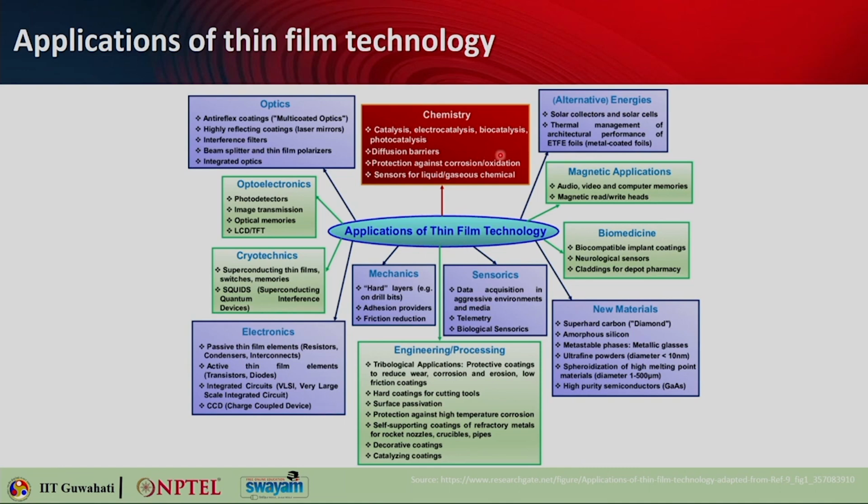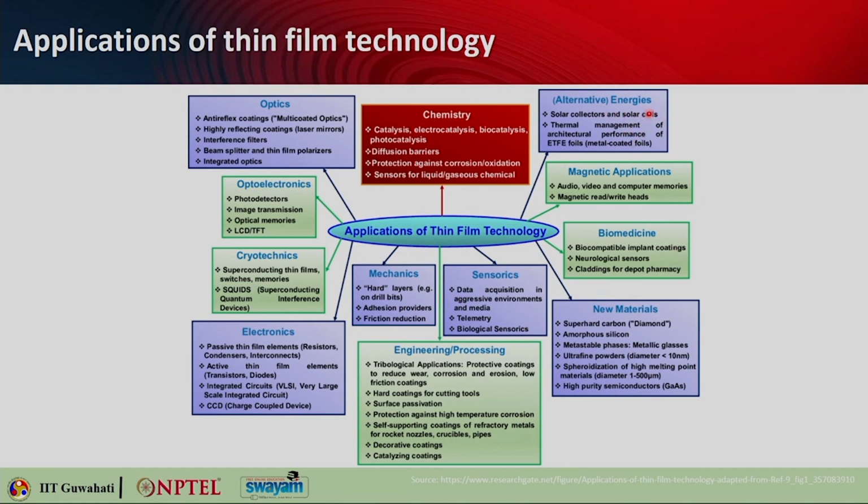You can think of chemistry where catalysis, electrocatalysis, biocatalysis, photocatalysis, all those things are the application. You can think of sensors, magnetic applications, engineering and processing, and also new materials. I will not read out all of them, but you can always see that there are a lot of applications of thin films. They are also very useful in biomedicine, where you can have neurological sensors, claddings for depot pharmacy and biocompatible implant coatings. So, all these things are possible. So, there are vast applications of thin film technology, not only in the area of semiconductor or photonics, they can actually have applications in a lot more other disciplines.